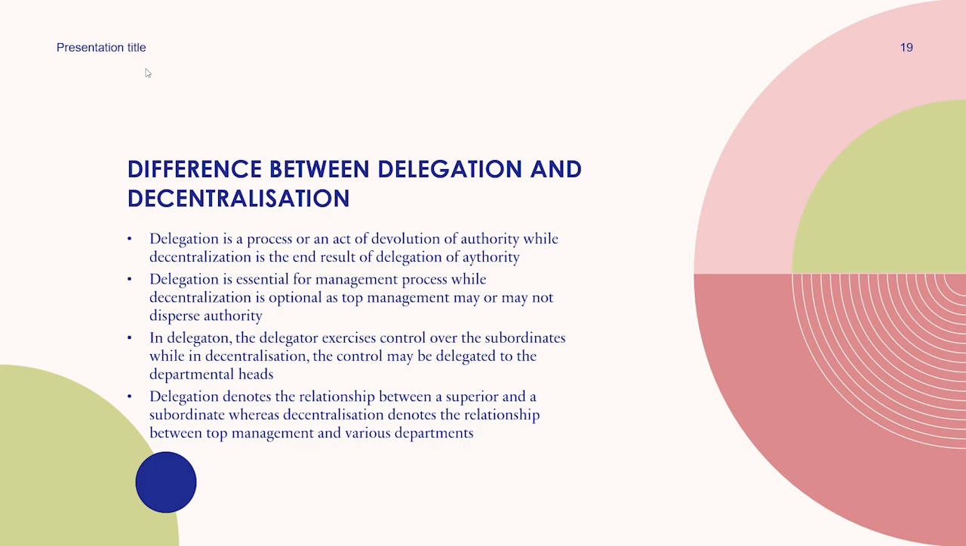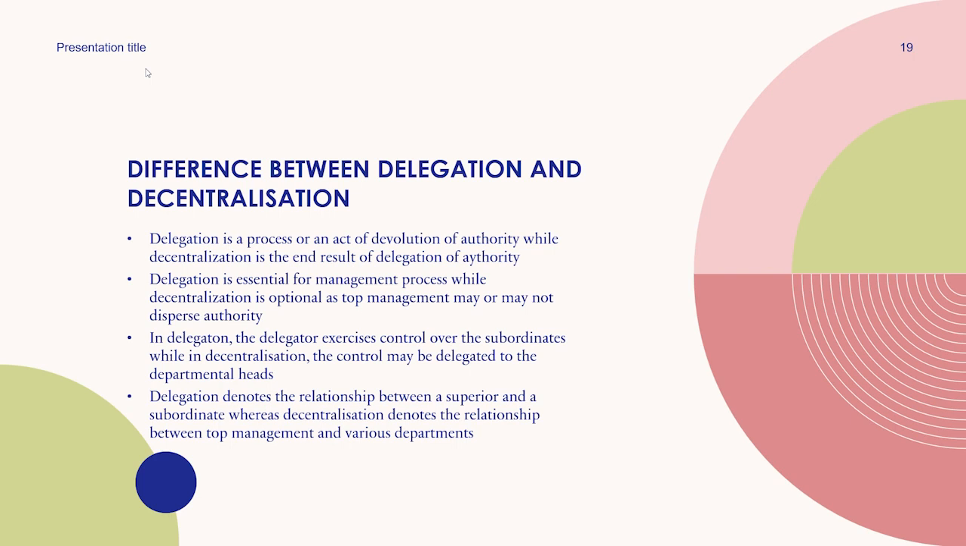Now we can study the last topic, that is, what is the difference between delegation and decentralization. Actually it looks the same, but it is very much different. Delegation is a process or an act of devolution of authority, while decentralization is the end result of delegation of authority. Second difference is delegation is essential for the management process, while decentralization is optional, as the top management may or may not disperse authority. Third difference, in delegation, the delegator exercises control over the subordinates, while in decentralization, the control may be delegated to the departmental heads.